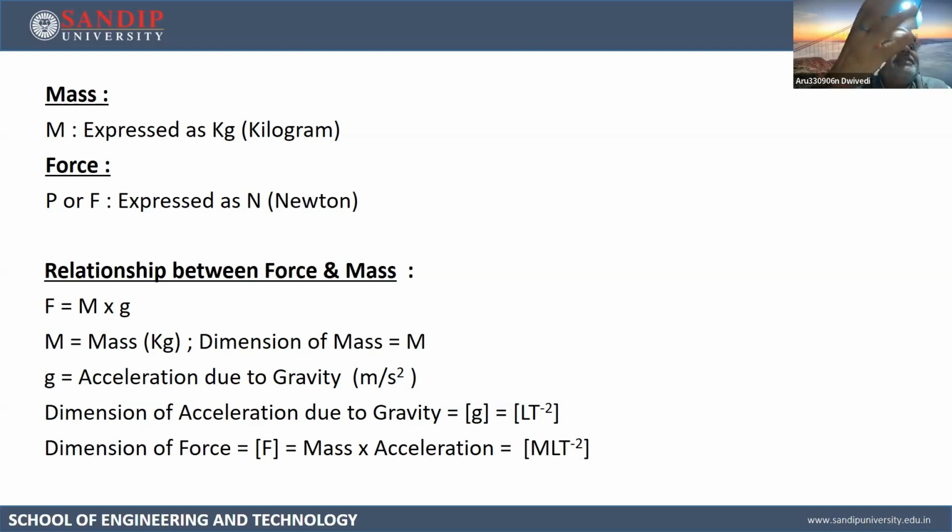You must all be familiar with this. You might have done this type of exercise at your 11th or 12th level. This is how we can find the dimension of acceleration due to gravity. It is acceleration, meter per second square. For meter we use the notation L, and for second square we use T raised to power 2. Because it is in the denominator, it will be L into T raised to power minus 2. Like that, we can find the dimensions of different quantities.